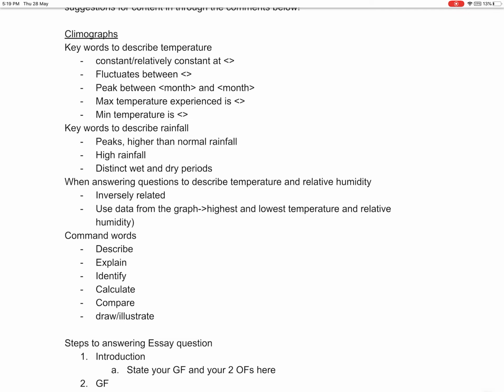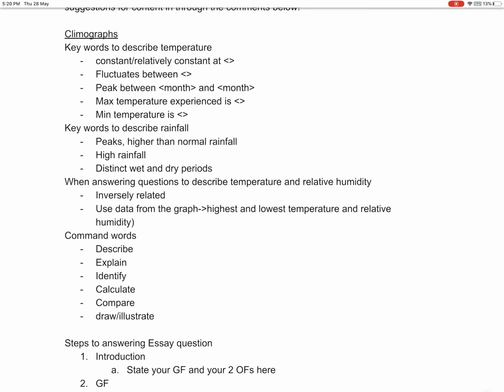Climographs involve mostly temperature and rainfall, and these are the kinds of terms you can use to describe temperature and rainfall. During the exam, if they ask you to describe temperature and relative humidity, you must immediately know that both are inversely related, and geography is a lot about data, so please use data from the graph, including the highest and lowest temperature, the highest and lowest relative humidity, and the months or the days if provided in the graph.